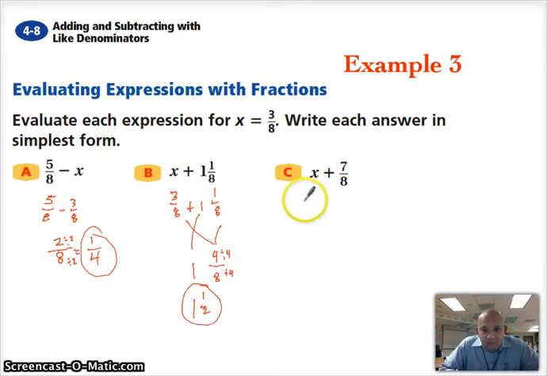Finally, our last problem, substitute 3/8 for x plus 7/8. Keep the denominator. Add just the numerators, it's 10/8. 10/8 is an improper fraction, so we can convert that into a mixed number, which will be 1, and there's 2 remainder, 2/8. 1 and 2/8. Now we've got to also simplify that 1 and 2/8, divide top and bottom by 2, 1 and 1/4.